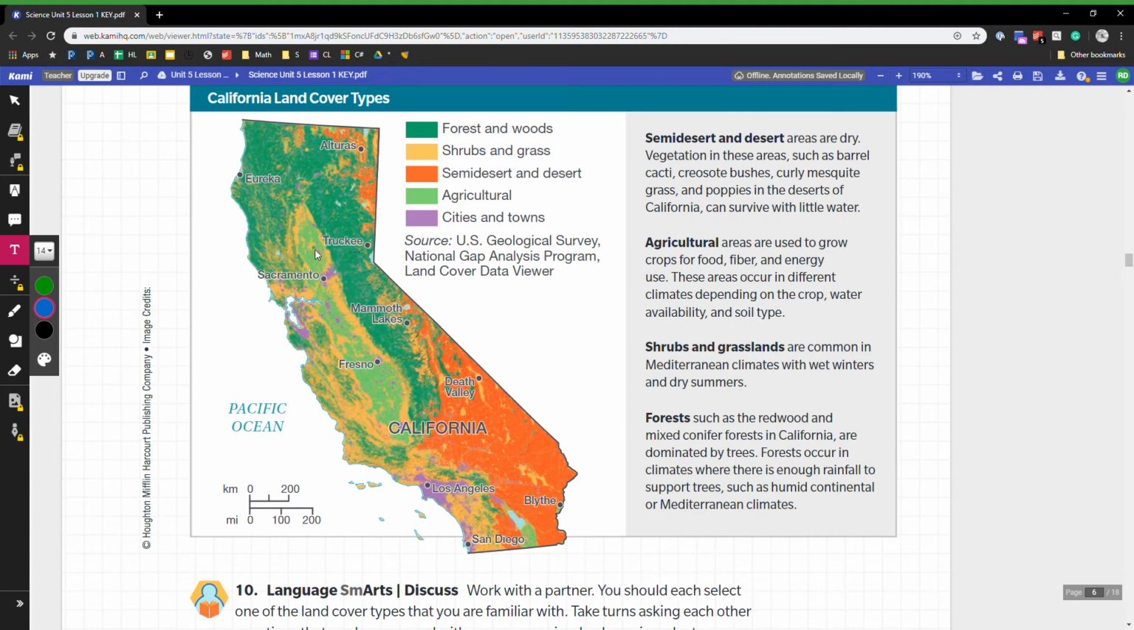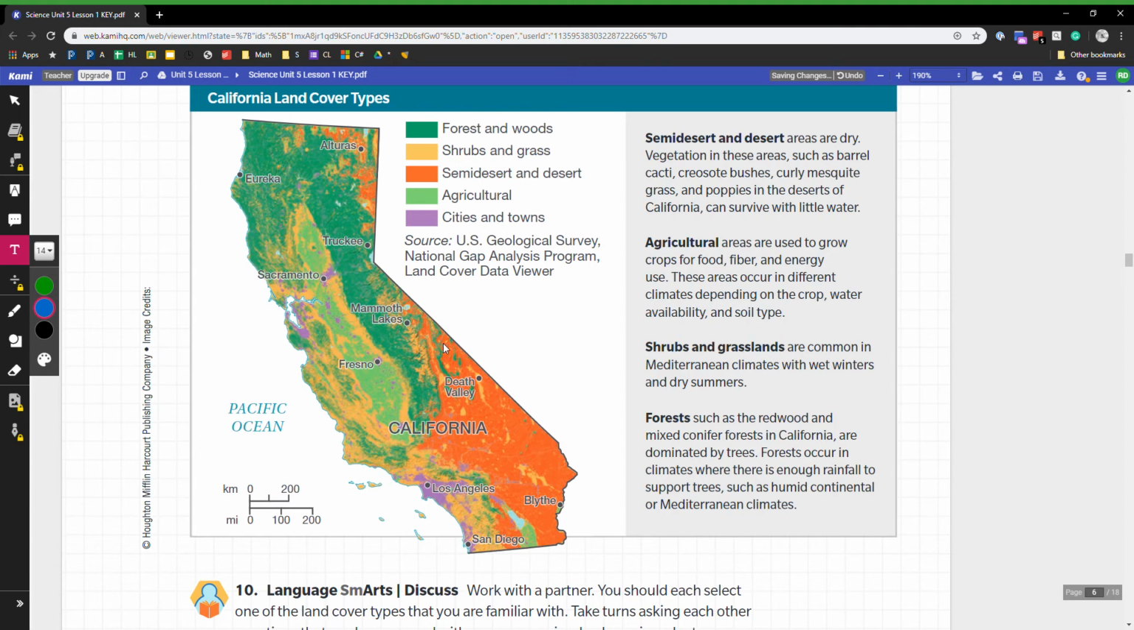We live up, most of us are up in here, this area, and so you can see how it's a mix of the purple, which is the cities and the towns, right, and the shrubs and grass. A lot of times when we go outside of the town, there's not really necessarily forest and woods unless we drive up the highway, closer to Tahoe. It's definitely not desert, but a lot of times we get out to either the farmlands or it's like shrubbery.